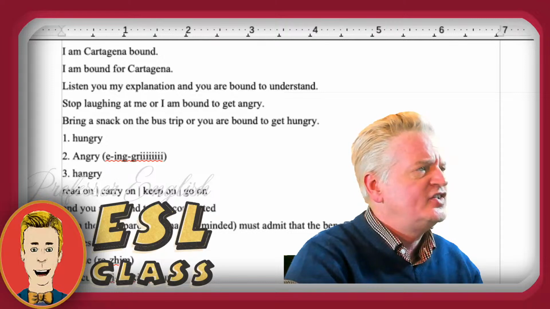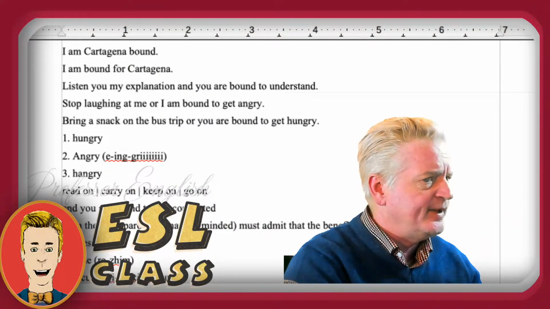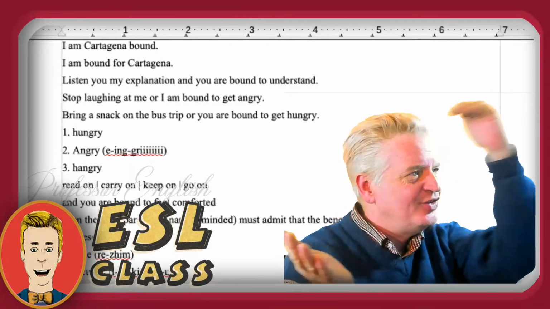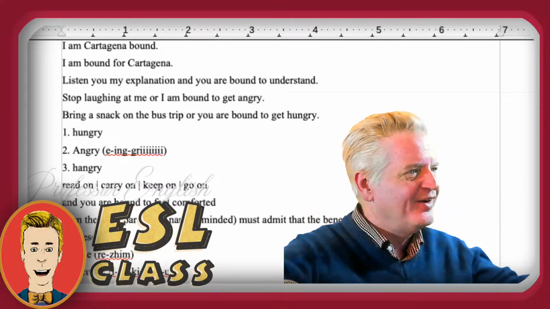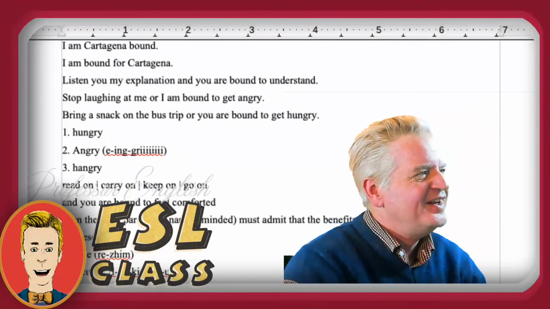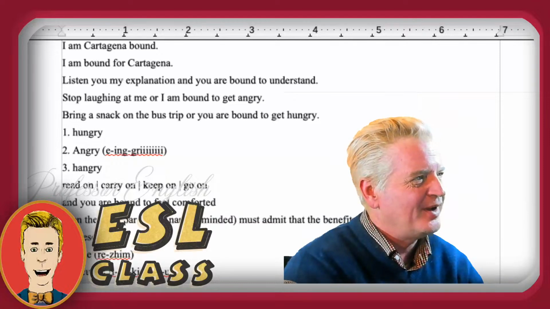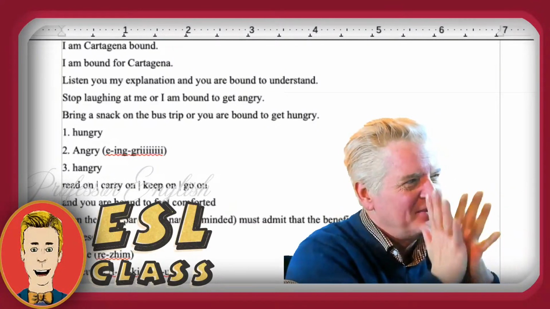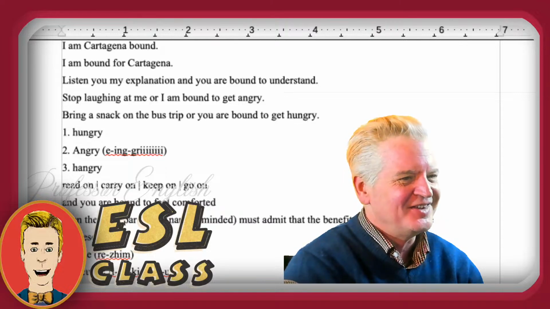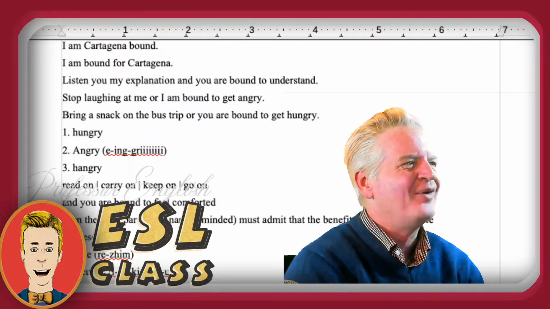For example, stop laughing at me, or I am bound to get angry. What does that mean? I'm going to be joined with angry. Anger and me, we will come together. We will be forced together. Stop laughing at me, or I am bound to get angry. Anger and me, we will come together and be one thing. I don't know if that makes sense to you, but it's pretty common, actually.